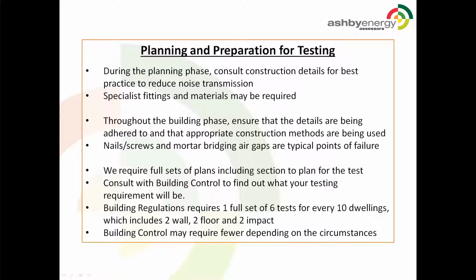Ashby Energy require full sets of plans, including sections, in order to plan for these tests. We advise that you consult with building control to find out what your testing requirements will be. Building regulations requires one full set of 6 tests for every 10 dwellings, which includes 2 wall, 2 floor, and 2 impact. Building control, however, may require fewer, depending on the circumstances, such as not having enough partitions or floors available to test. Such an example would be 2 flats, one on top of another, which will not require wall tests, unless they share a partition with neighbouring properties.